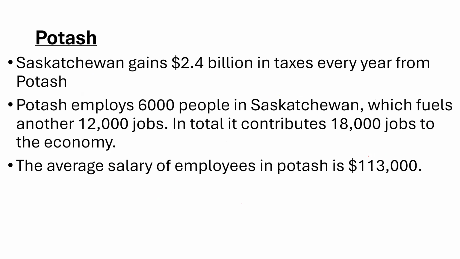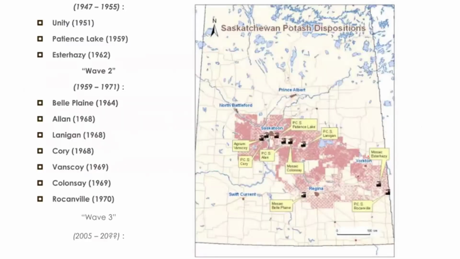Saskatchewan gains $2.4 billion in taxes and royalties every year from potash. It employs about 6,000 people, which fuels another 12,000 jobs. Think local restaurant owners, people who come and clean the uniforms, security guards, cooks, EMS trainers, and so on and so forth. The average salary of these employees is about $115,000. So again, this is where all of our mines kind of are, right? It goes in that little diagonal loop.